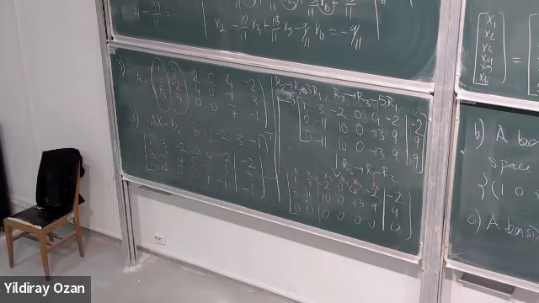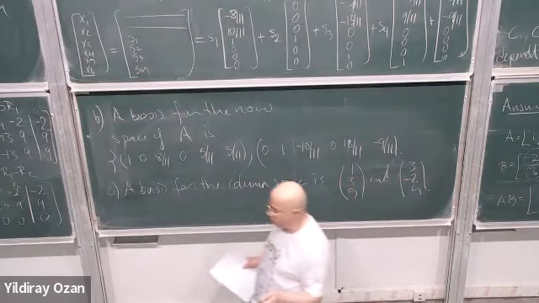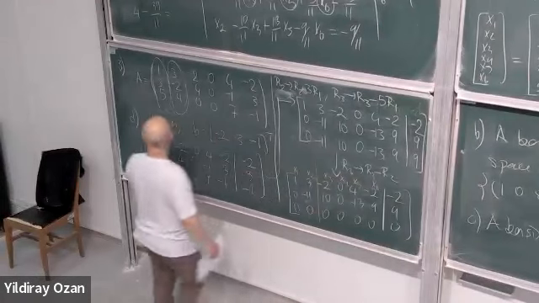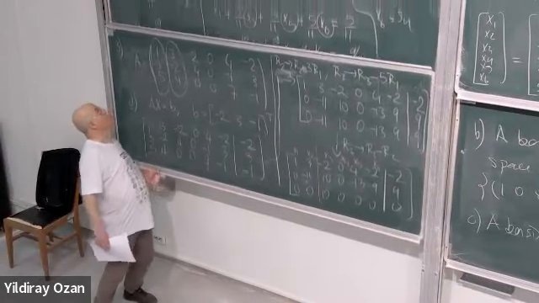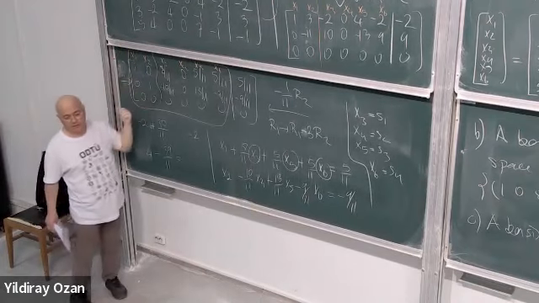So what are they? 1, 3, 5 and 3, minus 2, 4. I could choose other columns, but just to be safe, I choose these two because I am sure that these two columns are linearly independent.